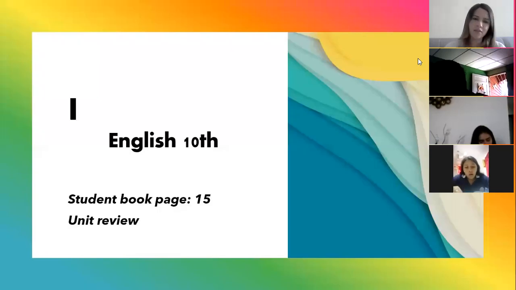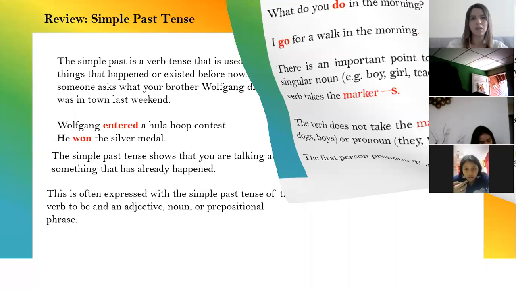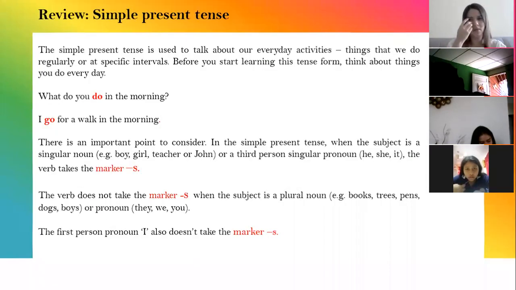Okay, guys, for today's English class, for the 10th grade, we're going to do the student book page 15. Page 15 is our unit review. What are we going to review? The simple present tense and the simple past tense, also progressive. But first, the first.